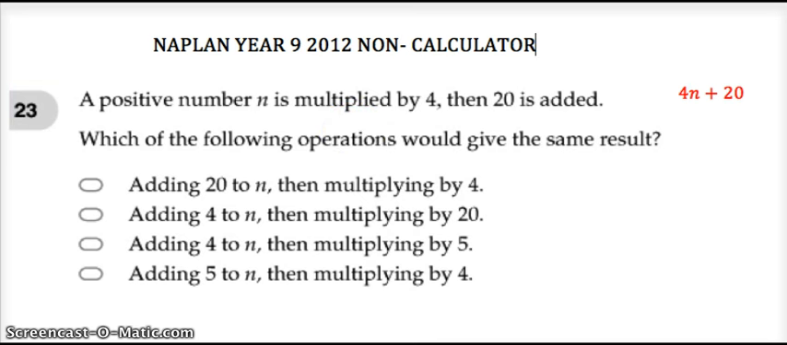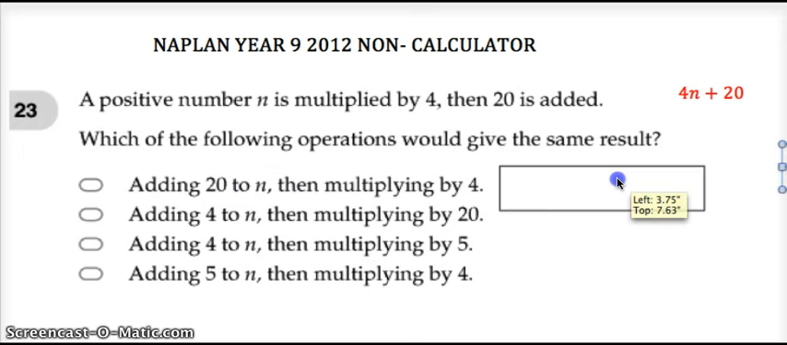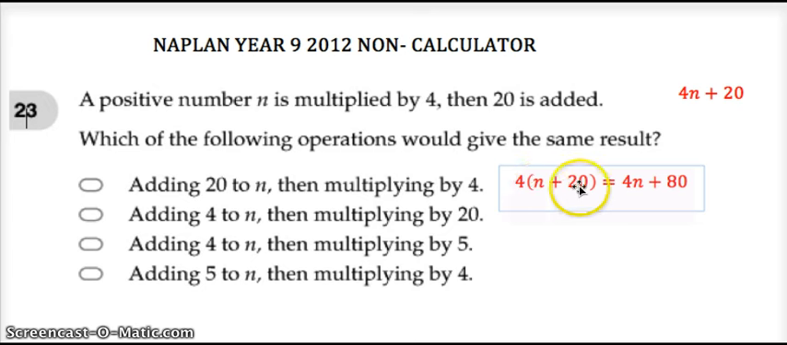I want you to pause the video and answer the question. Now the first one says adding 20 to n and then multiplying by 4. If we do that, I can write it like this. We're adding 20 to the n. Whatever result I get, I need to put that in brackets because the whole result gets multiplied by 4. Then I can expand the bracket and I get 4 times n is 4n and 4 times 20 is 80. It's positive 4 times positive n, which is 4n, and 4 times plus 20, which is plus 80.